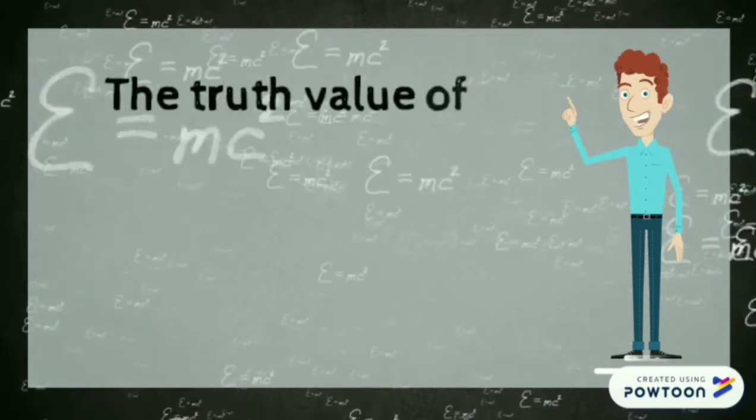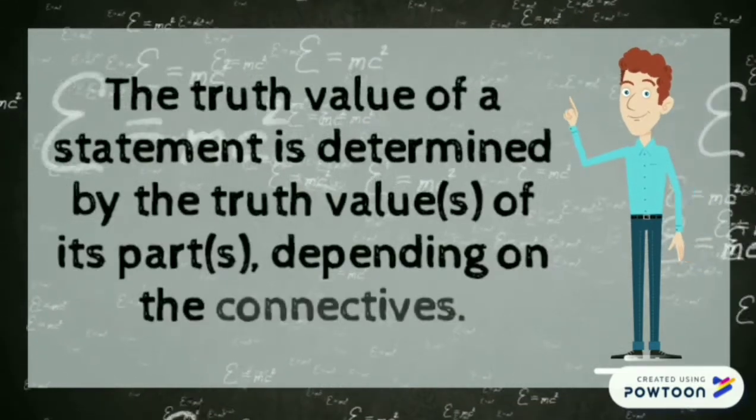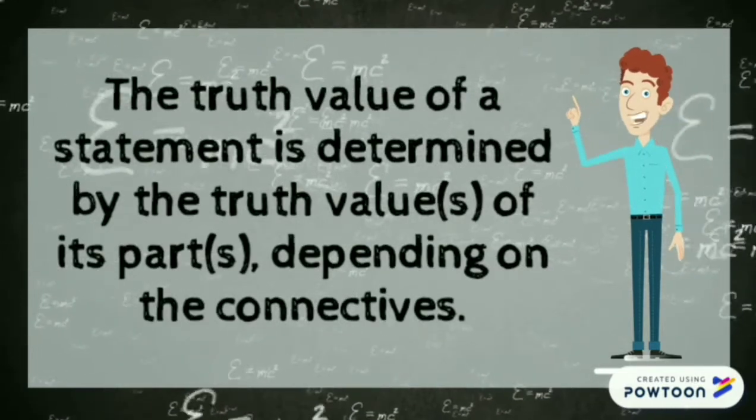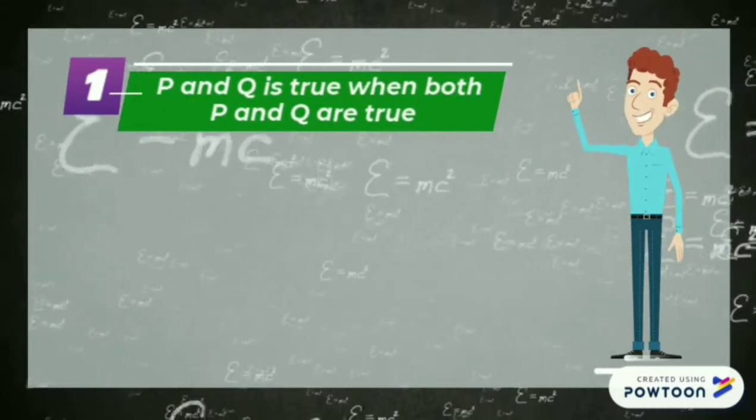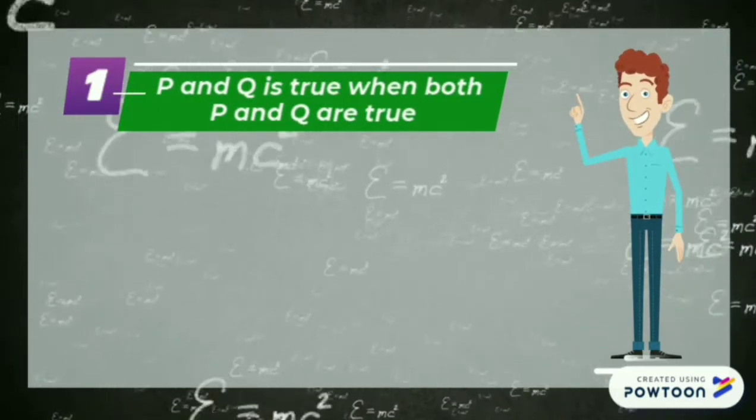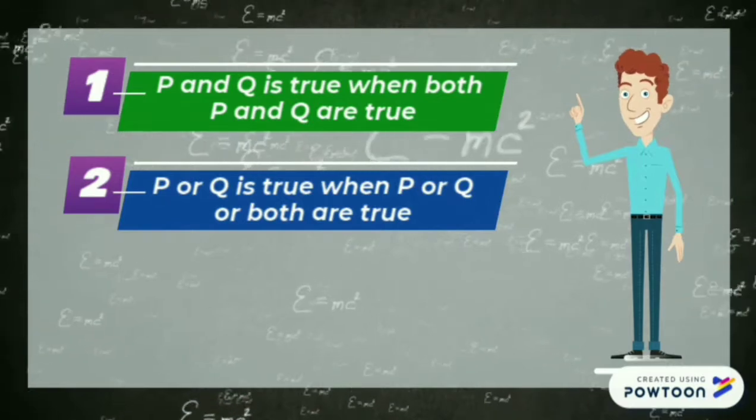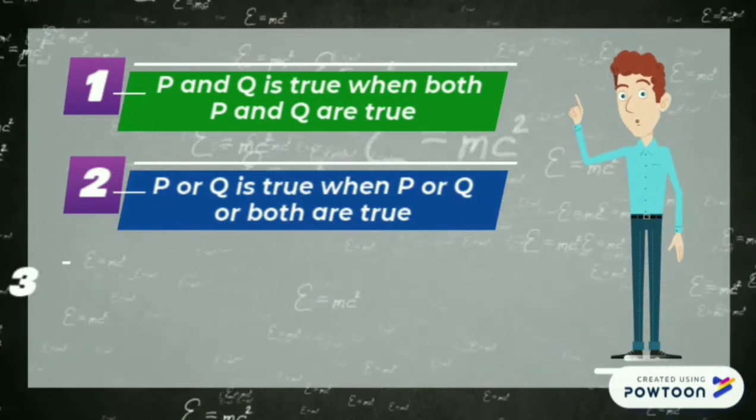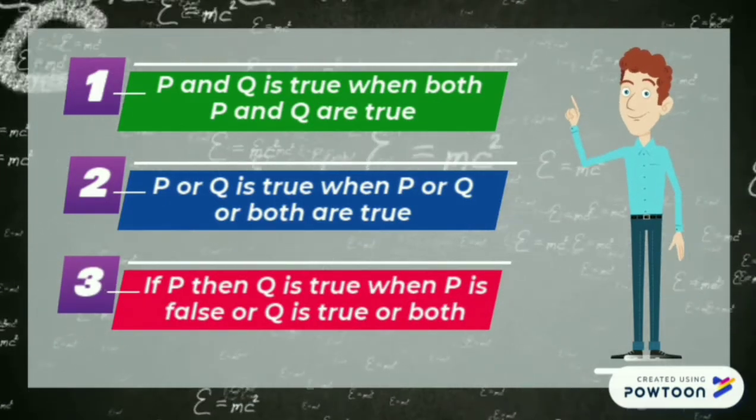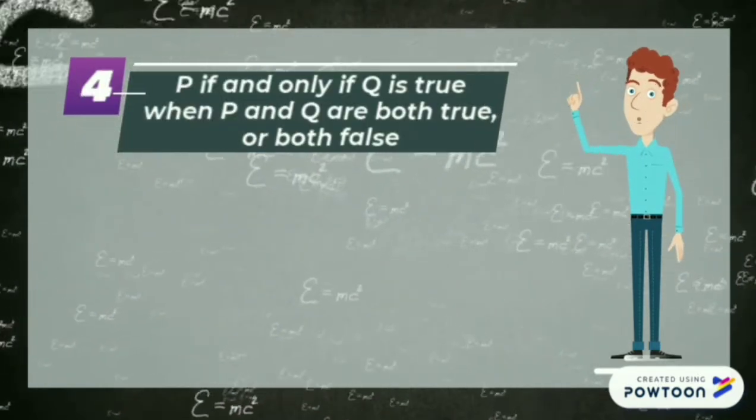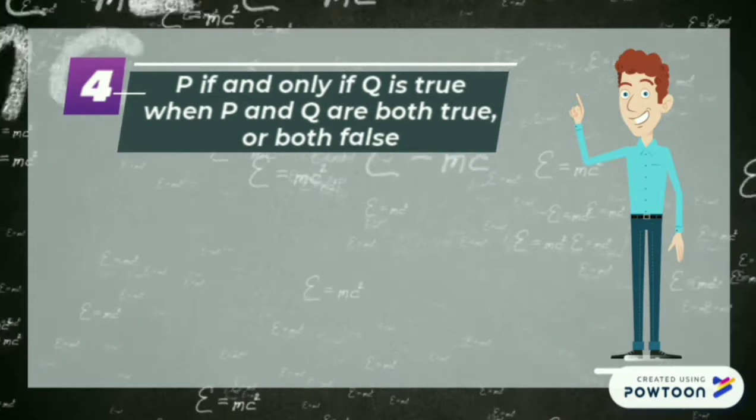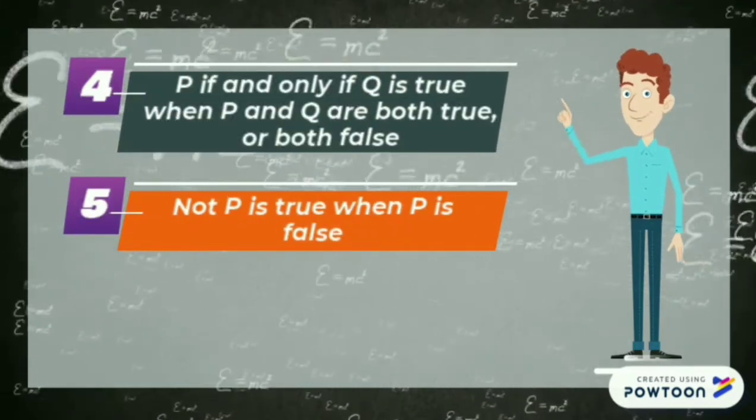The truth value of a statement is determined by the truth values of its parts, depending on the connectives, which means P and Q is true when both P and Q are true. P or Q is true when P or Q or both are true. If P then Q is true when P is false or Q is true or both. P if and only if Q is true when P and Q are both true, or both false. Not P is true when P is false.